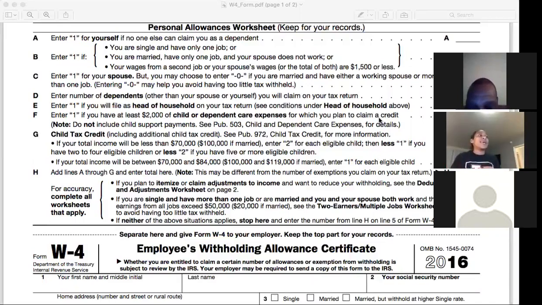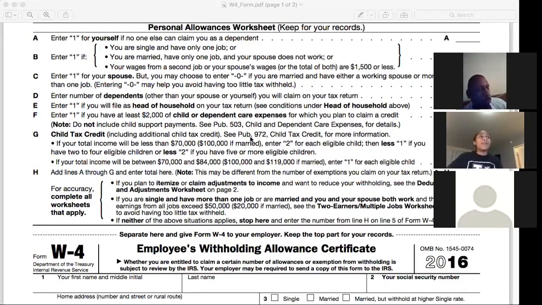So H now says add lines A through G and enter the total there. So all of those numbers right now, all the ones you may have got or the 2s, whatever your numbers are, A through G, that number now goes on H. So some people may have 2, some people may have 5, some people may have 10. It depends on your situation, okay? This is what's called the standard deductions. This is what most people fill out, and that's all they get.